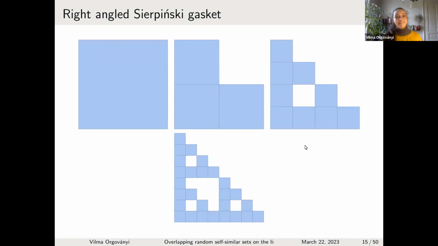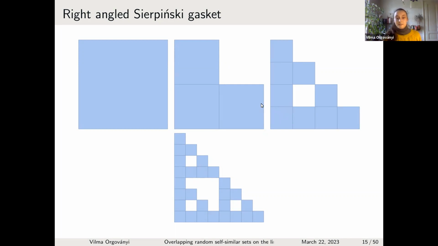So yes, in the case of the right angle Sierpinski carpet, we will never toss our coin for this square in the upper right corner, but we will always automatically discard it. So for each level, we only toss our coin for the corresponding approximating squares in our sponge.